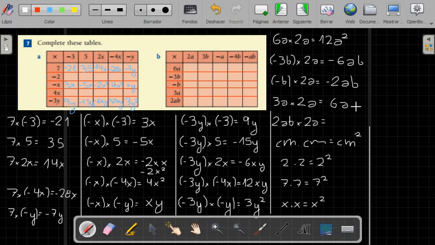And finally, okay, take a look at this. There is one letter repeated 2 times, and another letter. Let's start with the numbers. 2 times 2 is 4. Now let's talk about the a, first letter of the alphabet. A times a, it's a squared. And finally, since we only have one b, let's write down that b.